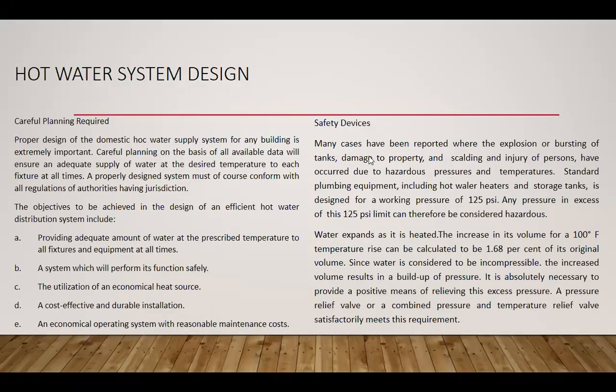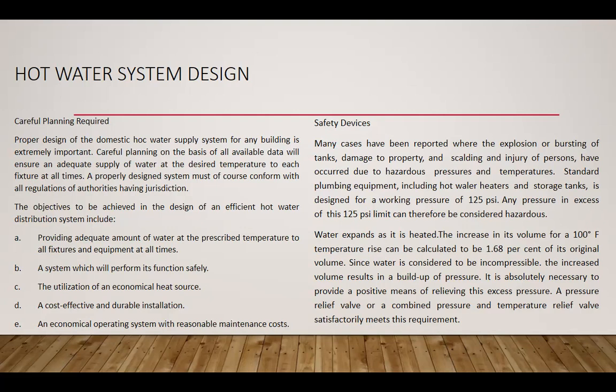Hot water system design, careful planning required. So proper design of the domestic hot water supply for any building is extremely important. Careful planning on the basis of all available data will ensure an adequate supply of water at desired temperature to its fixtures at all times. A properly designed system must of course conform with all regulations of authorities having jurisdiction.